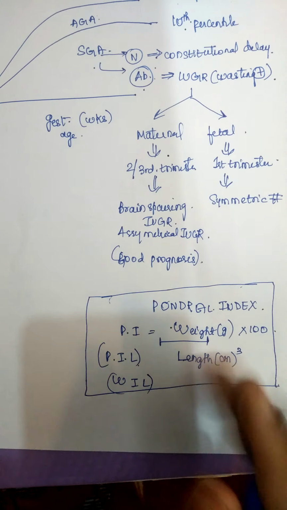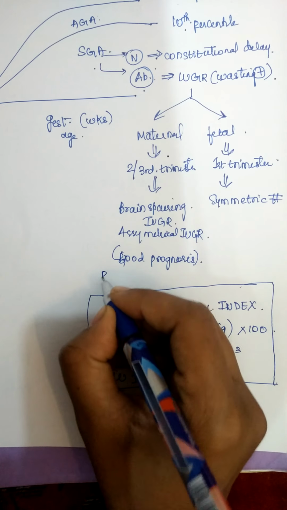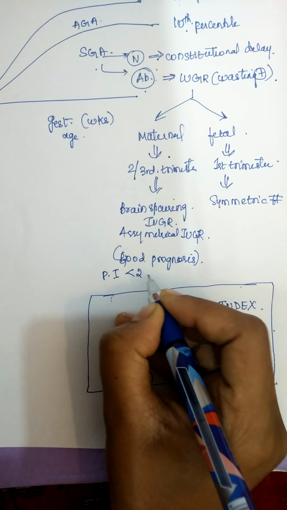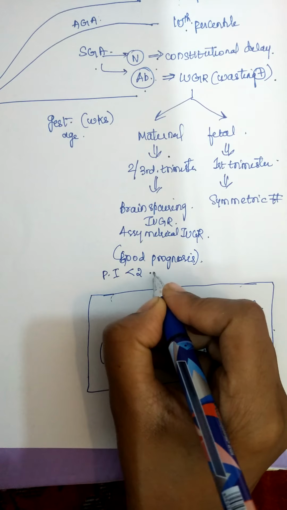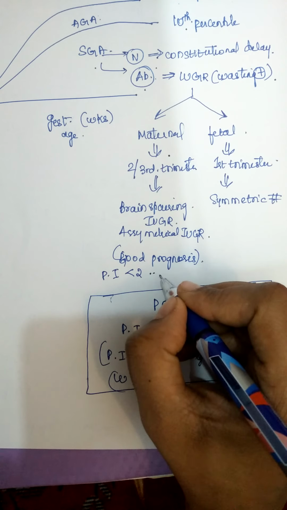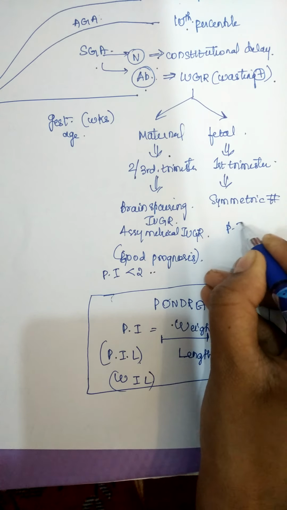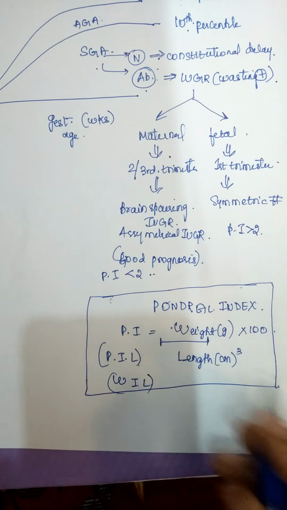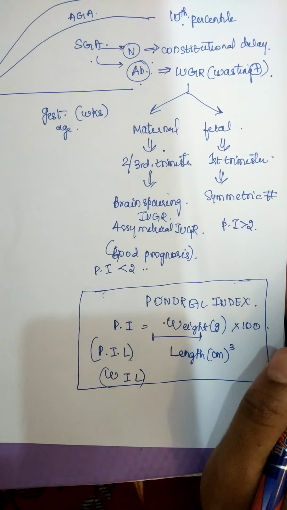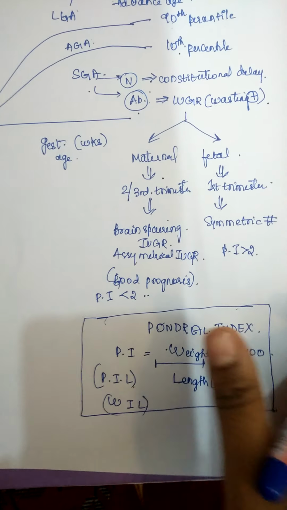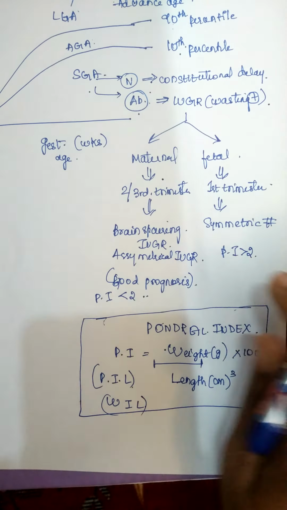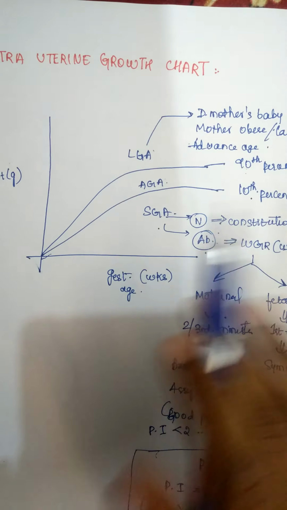If the Ponderal index is less than 2, it is the brain sparing asymmetrical IUGR. If the Ponderal index is more than 2, it is a symmetrical IUGR. Okay, this is about the SGA. We learned about SGA. So let's summarize.